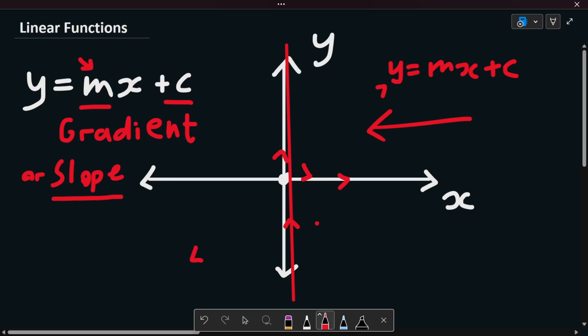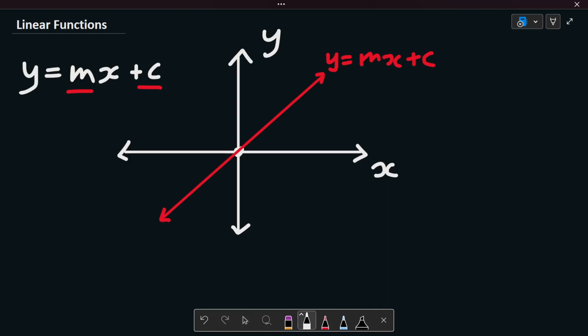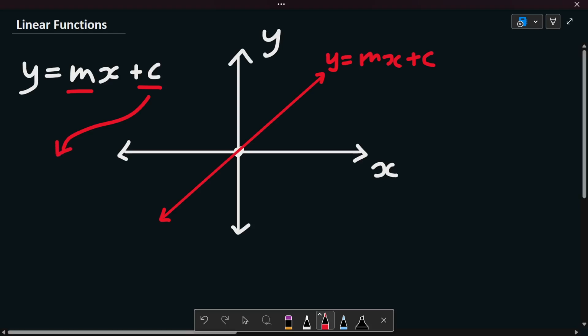Now I'm going to finish off with the c value. Remember, we still have one more to go through, and that is the c value. So what does the c value mean? Let me just indicate the arrow here. The c value just means the y-intercept in this case. So the y-intercept. I'm just going to write y-int for short.